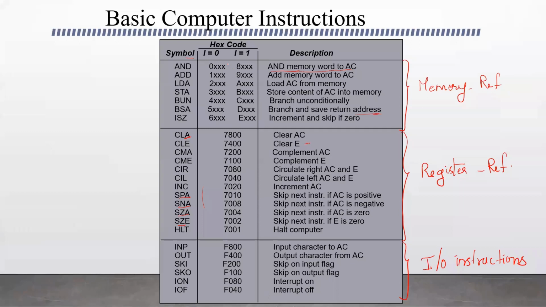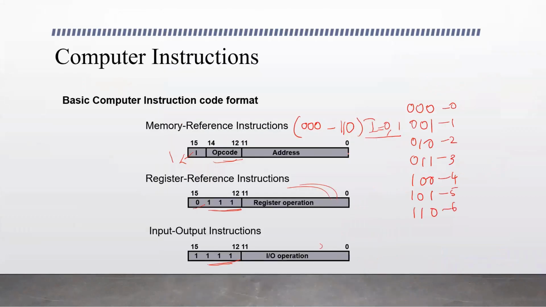Yeah, this hexadecimal code, if you see, the memory reference instructions have 16. All the instructions have 16 bits, right? The total number of bits in each instruction format, the 3 different instruction formats we have seen.